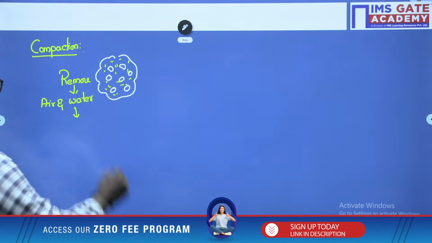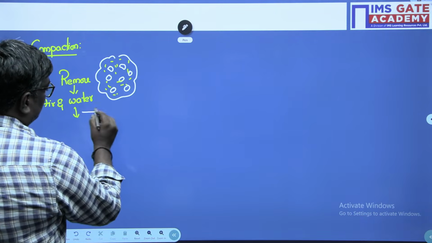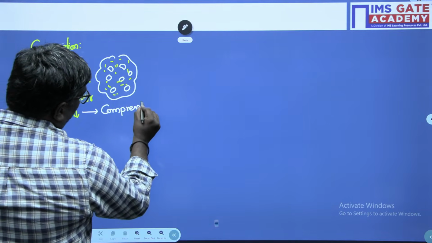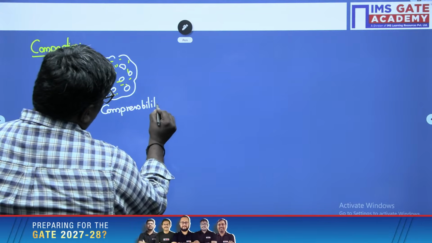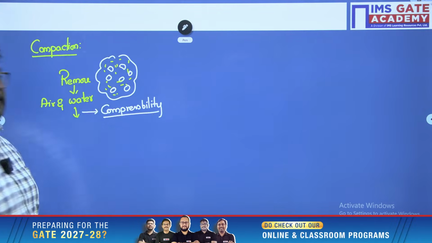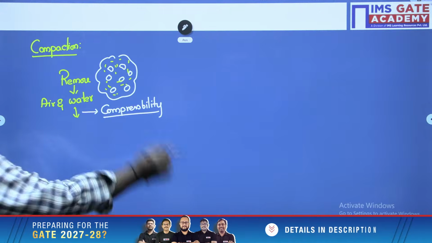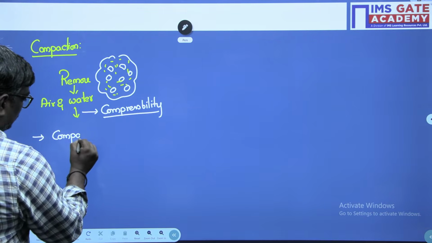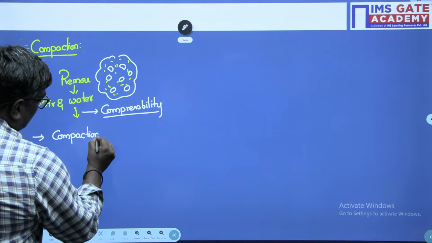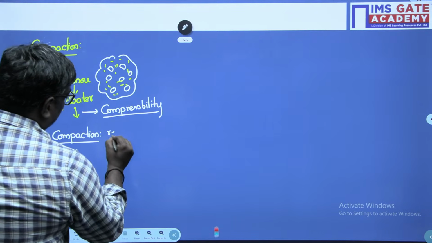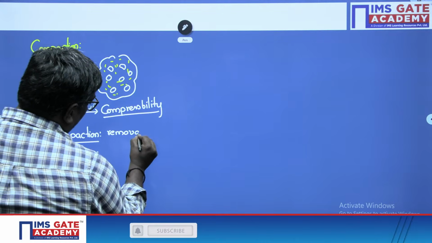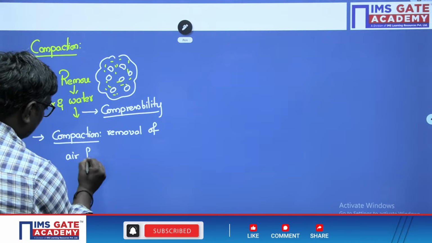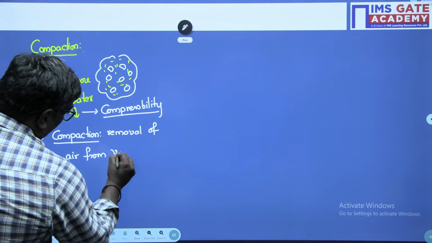So if you remove air and water, then it is called compressibility. If you remove only water, then it is called consolidation, which is a separate topic that we'll be discussing in a later class. So here, what is compaction? Compaction is nothing but the removal of air from voids.